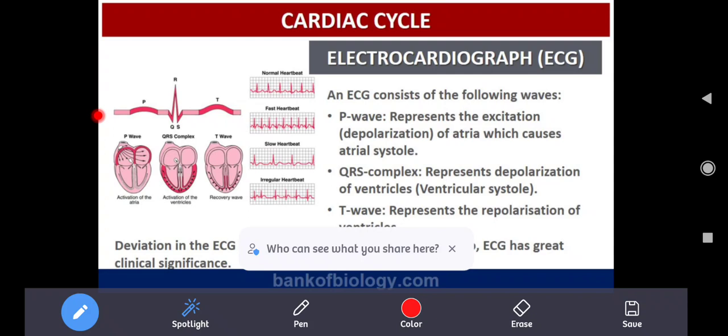Repolarization in the sense what? Ventricular diastole. When the ventricular diastole comes, the T wave will be formed.